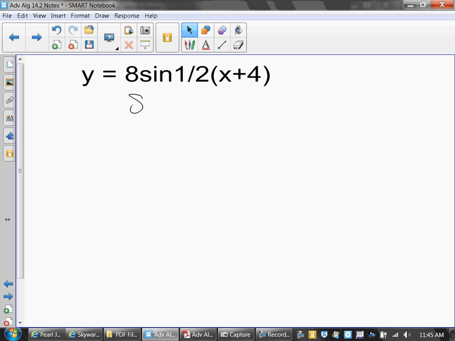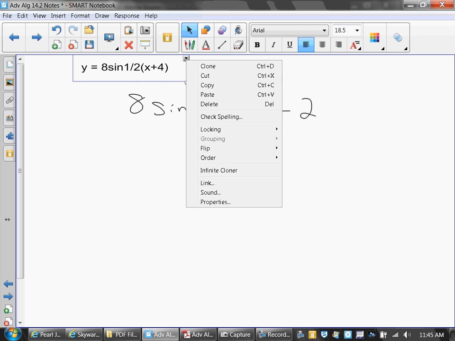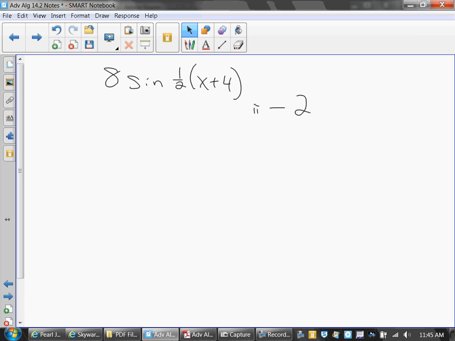Plus 1. All right, so we have y equals 8 sine of 1/2 x plus 4 pi, and then minus 2. I made it different for you, and I'll keep pi in there so it's a little easier. Take a minute. Try that one. I'll let you try that on your own.